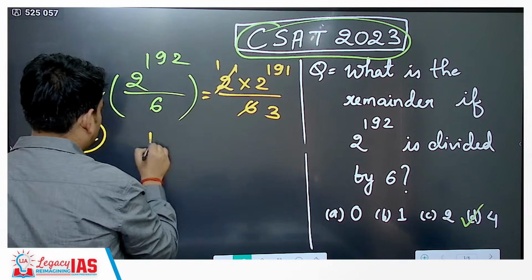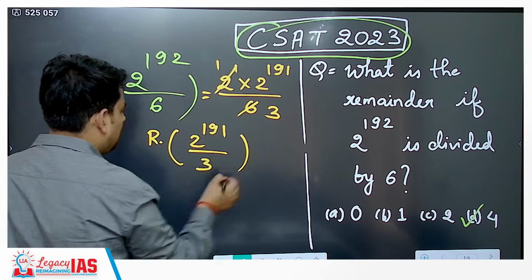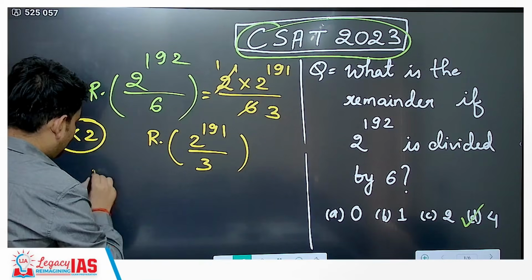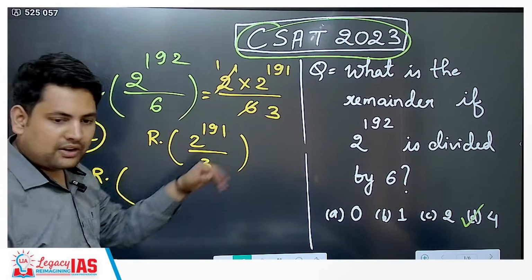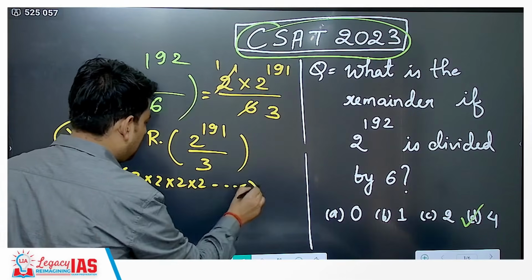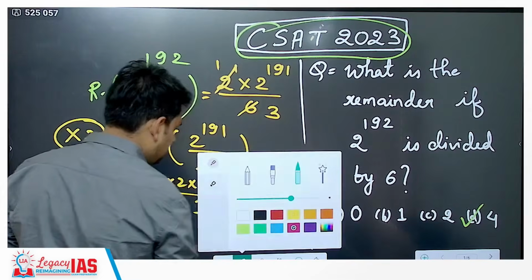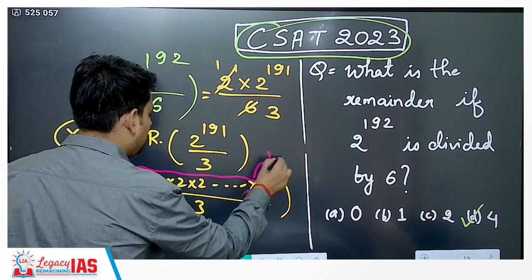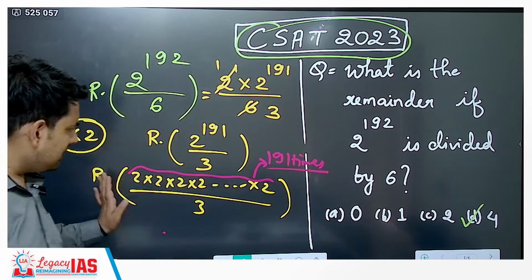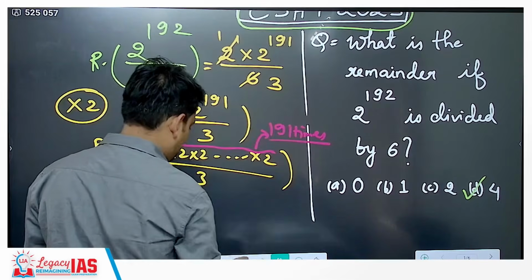Okay, so now the question becomes, we have to find the remainder of 2 power 191 divided by 3. Don't be bogged down by these powers. See what it is. It is actually 2 power 191, which is 2 into 2 into 2 into 2 into 2. How many times? This is written 191 times. Correct? This is just 2 written 191 times. Now see what we do.